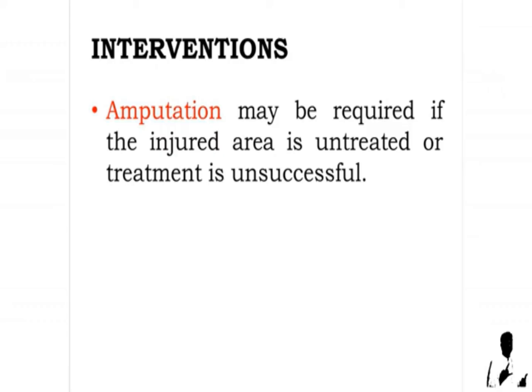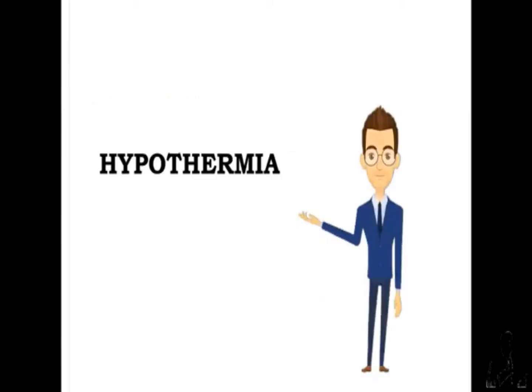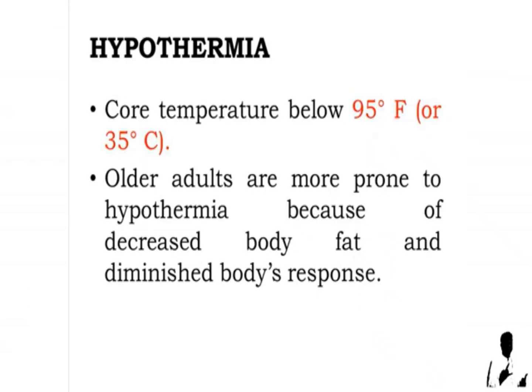Hypothermia. Hypothermia, defined as a core temperature below 95 degrees Fahrenheit or 35 degrees Celsius, occurs when heat produced by the body cannot compensate for heat lost to the environment. Wet clothing increases evaporative heat loss to 5 times greater than normal, as does immersion in cold water, for instance, near drowning. Older adults are more prone to hypothermia because of decreased body fat and diminished body response.